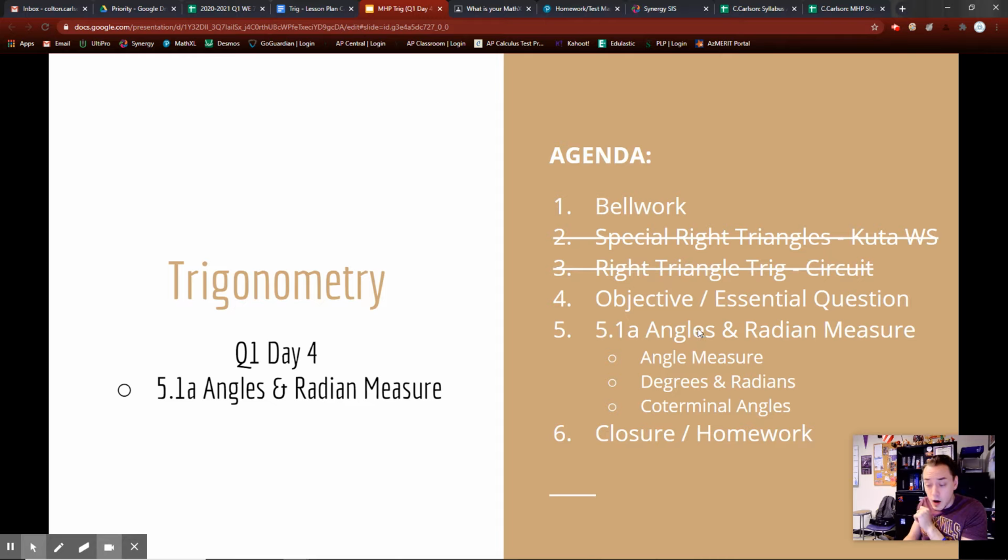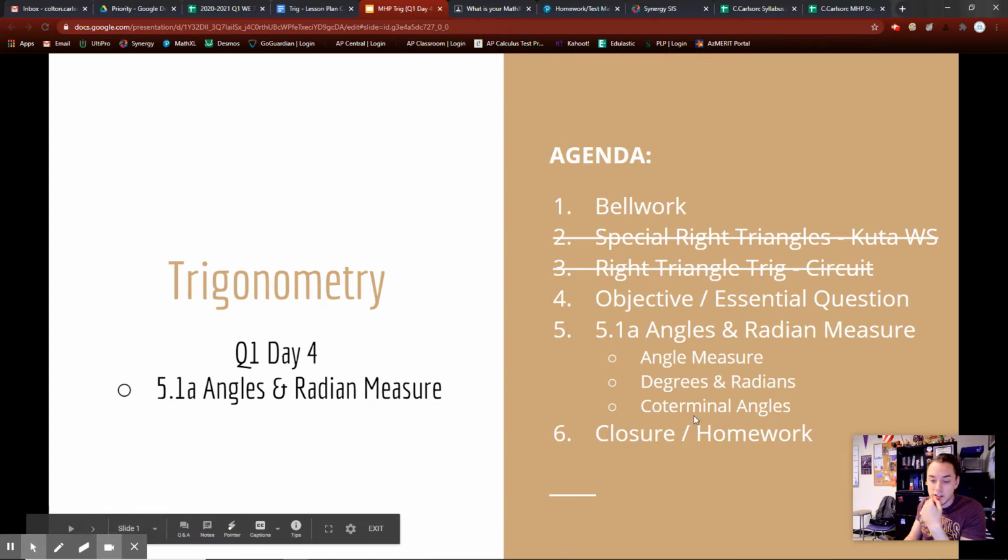And then we are going to be going through angles and radian measure. What are the differences? Is there a difference between degrees and radians? What are actual angles? How are radians useful in trigonometry, and so forth? So we're going to go through angle measure, degrees and radians, and what we call coterminal angles. After that, we're going to summarize with closure and some homework there.